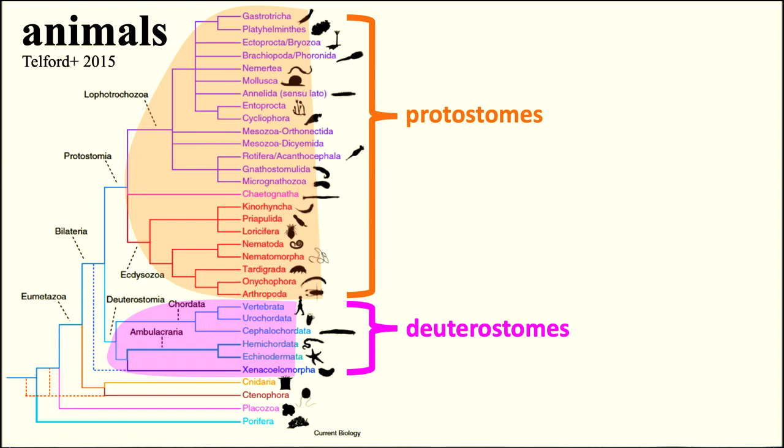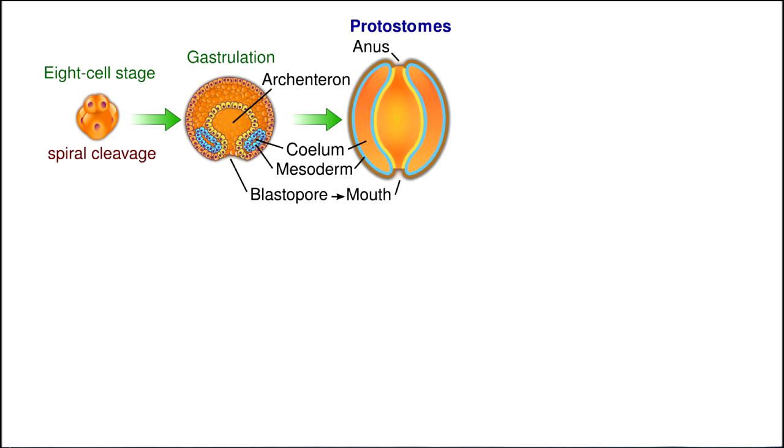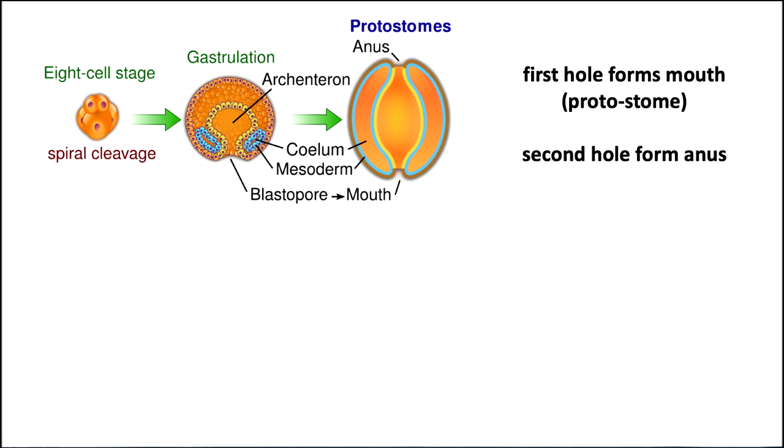Well, biologists look at the fertilization. If you're an insect, if you're a protostome, when you get fertilized, your egg cells divide into two, then four, and when it's eight, it looks like the cell on the right. Then that ball of cells eventually gastrulates and forms a blastopore, a hole at the bottom. That hole later becomes the mouth of the insect. A second hole that forms even later becomes the anus. The point is that in protostomes, the first hole becomes the mouth, and the second hole forms the anus. Now, that's for insects.